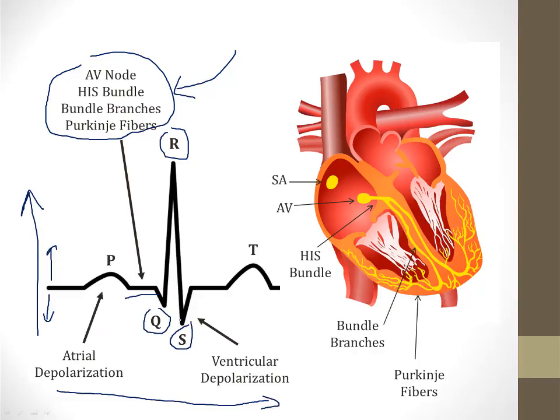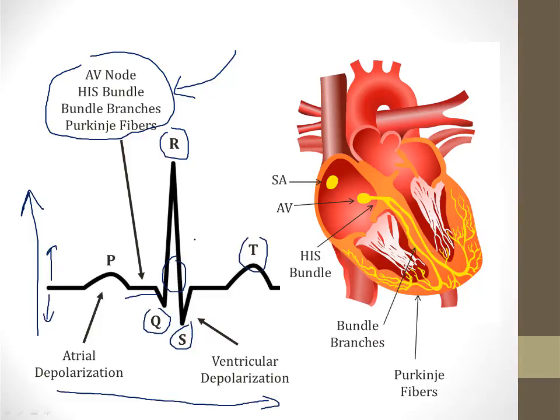Following the QRS complex, there is the T wave, which represents repolarization of the ventricle. You do not see a wave showing repolarization of the atria. That's because atrial repolarization occurs at the same time as the QRS complex, and therefore atrial repolarization is embedded within the QRS complex.